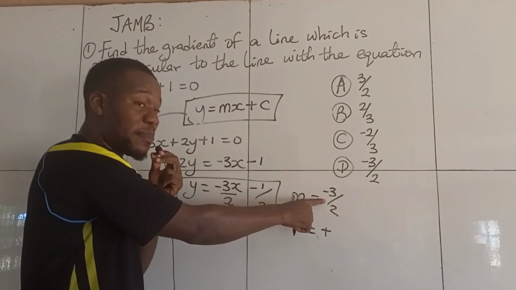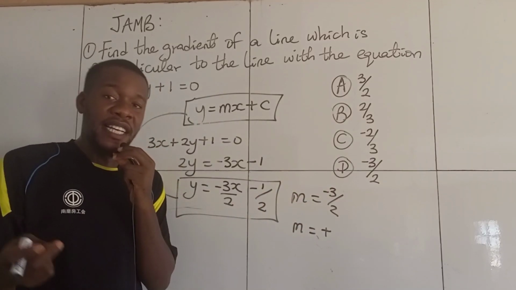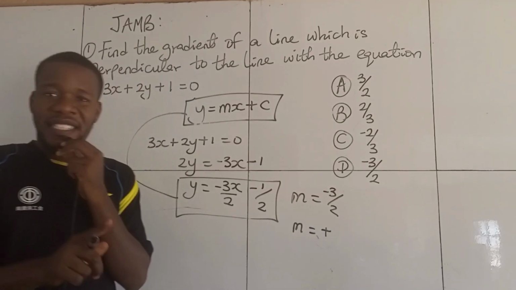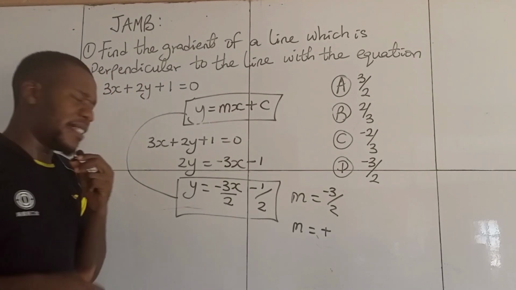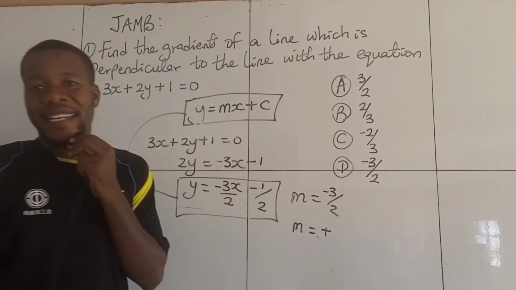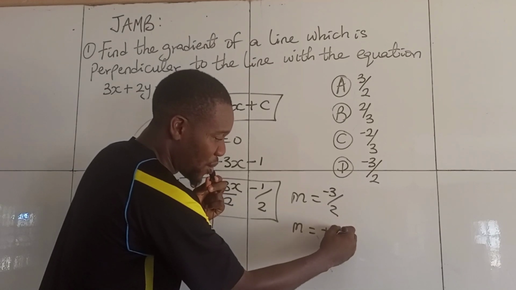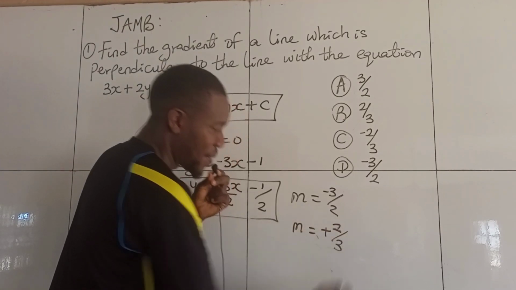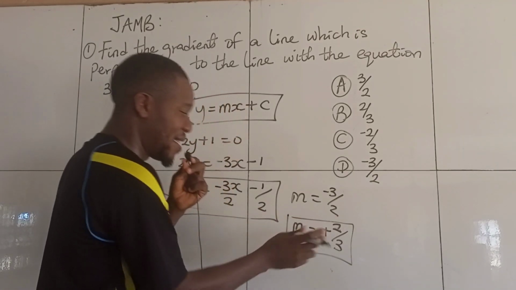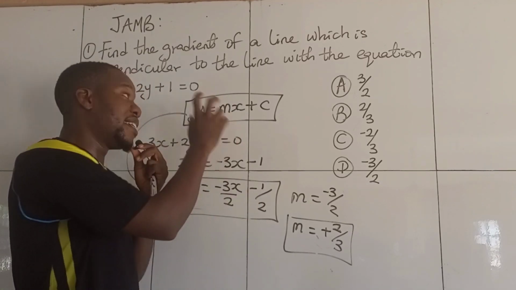If this was a positive number, that gradient must be negative because we are looking for a number we multiply to have a -1. And you know, to have a negative number, you must multiply a positive and a negative, or a negative and a positive. Is that right? Yeah, that's correct. So that gradient must be a positive number. So what do I multiply to 3 over 2 to have 1? You talk about the inverse of 3 over 2. And the inverse of 3 over 2 is 2 over 3. So this is the gradient of the line that is perpendicular to the given line.